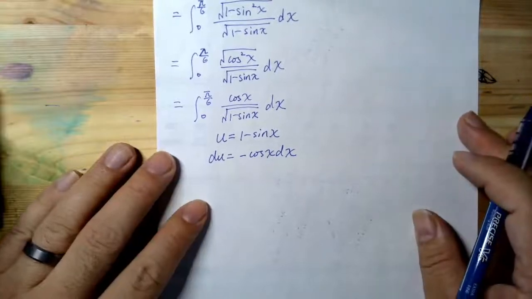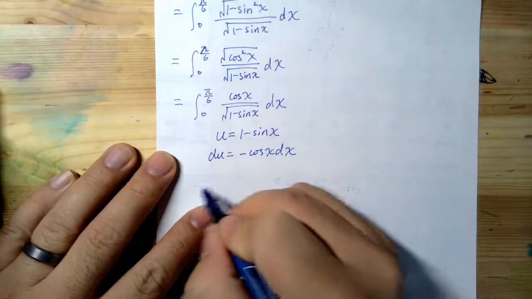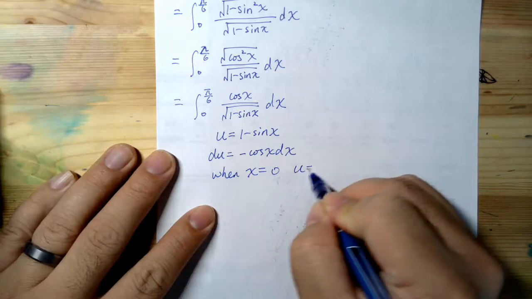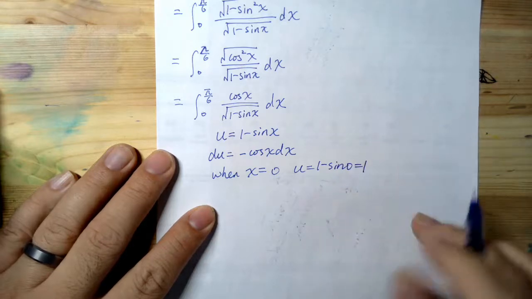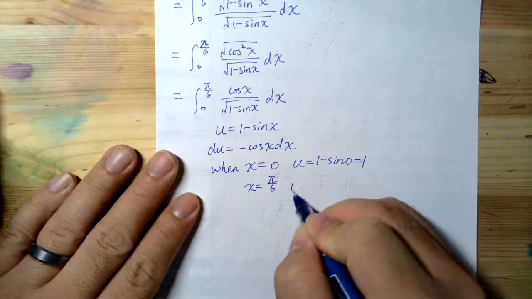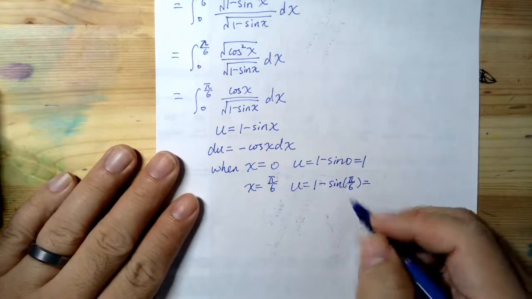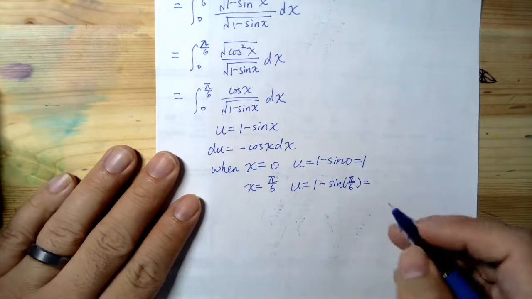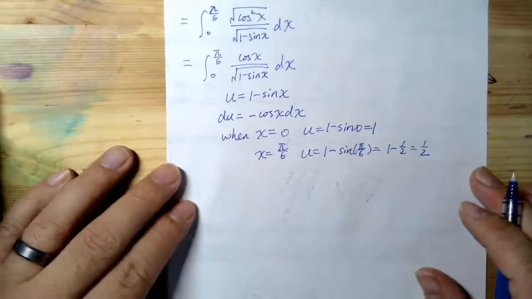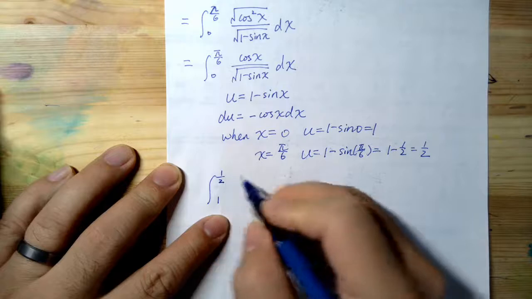Now, since this is a definite integral problem, we need to do a little bit more. That is, when x is 0, u equals 1 minus sine of 0, which becomes 1, because sine 0 is 0. When x equals pi over 6, u equals 1 minus sine of pi over 6. Now, sine of pi over 6 is equal to 1 over 2. So it's 1 minus 1 over 2, which becomes 1 over 2. With all of this, we can start to do our u substitution. That gives us from 1 to 1 over 2.